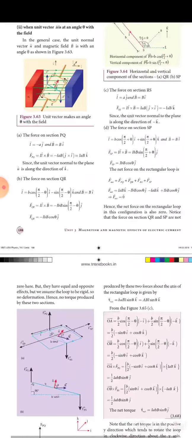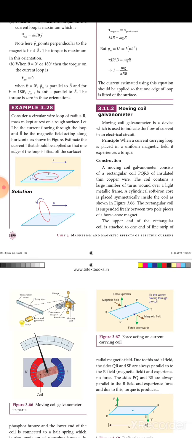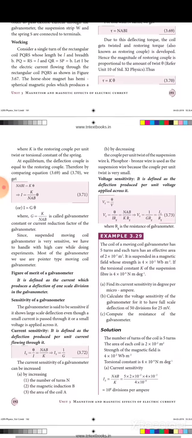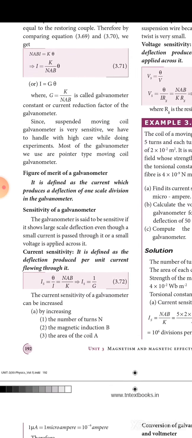And then moving coil galvanometer. These are important 2-mark questions. Sensitivity of a galvanometer: a galvanometer is said to be sensitive when it gets a large deflection when we pass a small amount of current. The galvanometer gets a large deflection. This is called sensitivity.